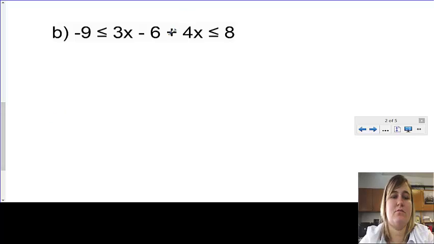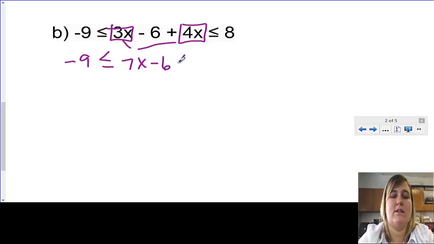On B, on this one, they've written it as one big compound inequality. I'm still trying to get x by itself. X is in the middle here. So I'm going to start by combining those like terms. So I'm going to bring down my negative 9 is less than. I'm going to put those two things together. I get 7x minus 6 is less than or equal to 8.